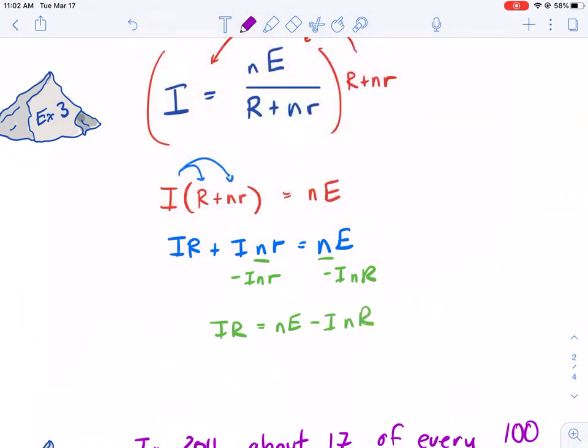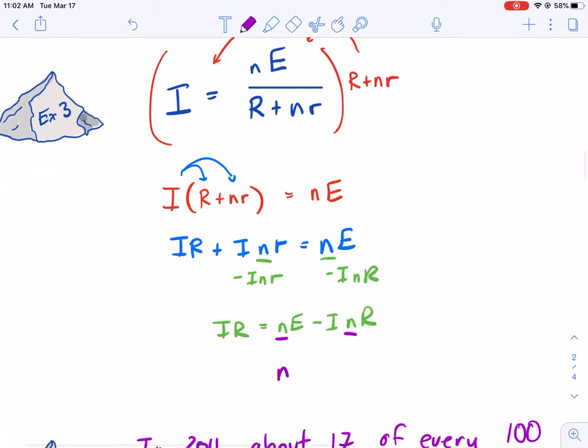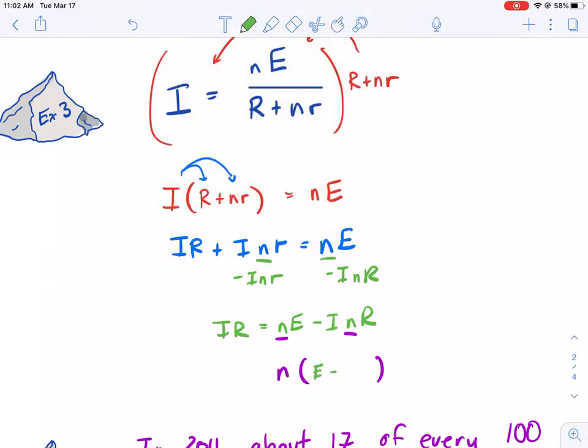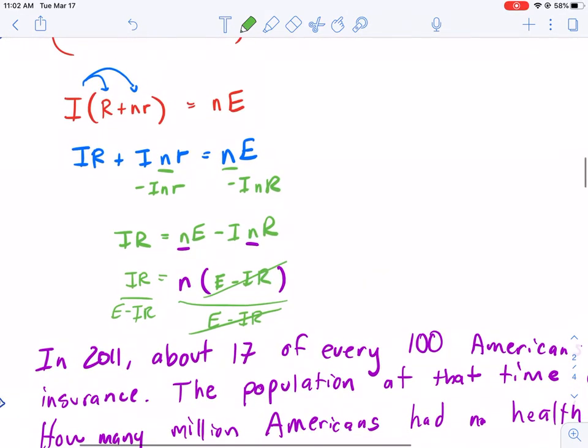Now we can recognize that we have an n and an n there, and so we can factor out. So I'm going to factor out the n, and what's left? I am left with E minus, not n, we already factored that out, Ir equals Ir. In the final step, we are going to divide, and that will get rid of them. So E minus Ir, cancel, cancel. Our final answer is n equals Ir divided by E minus Ir.